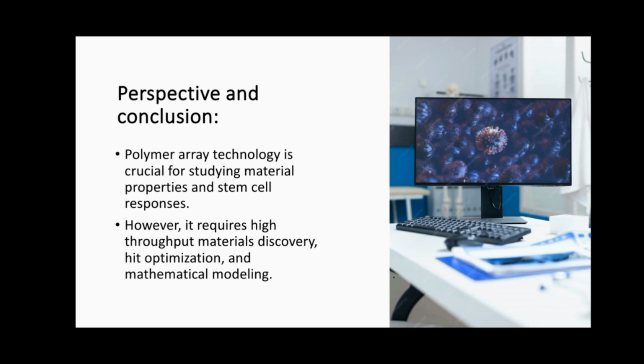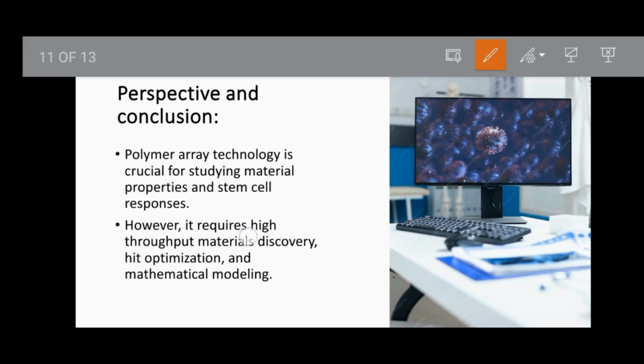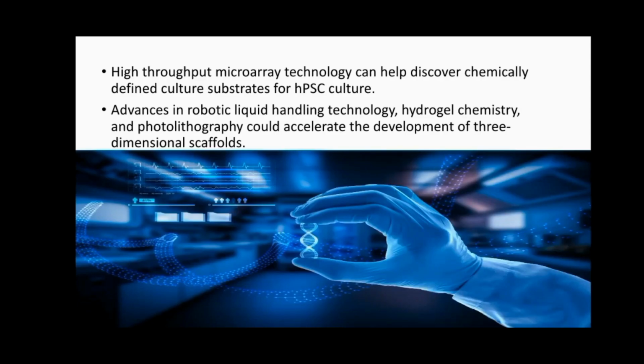Now, coming towards the perspective and conclusion of this technique, we can say polymer array technology is crucial for studying material properties and stem cell responses. However, it requires high throughput materials discovery, optimization, and mathematical modeling. Now, what I mean by this terminology high throughput here is testing a large number of samples or compounds, sometimes even a whole genome of organism in short period of time. So that's really big deal. So that's like a challenge that comes in the way of this technology.